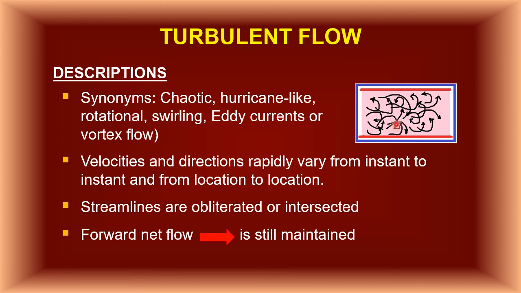All right. So streamlines are obliterated or intersected. As you see here, they are intersecting each other. They are obliterated. The streamlines are no longer laminar. And at the end, the forward net flow is still maintained. So the blood is moving forward, but still has some turbulence in its pattern.